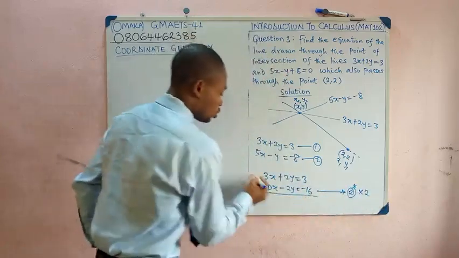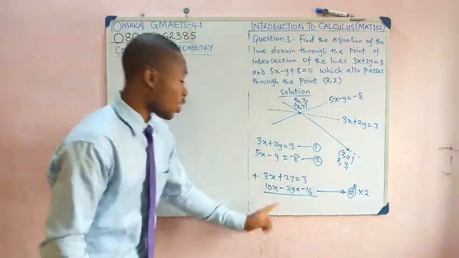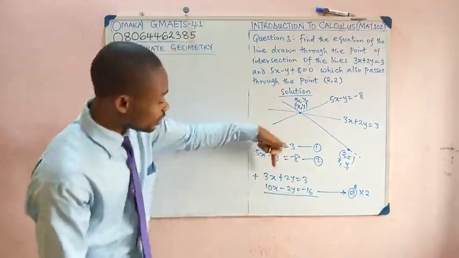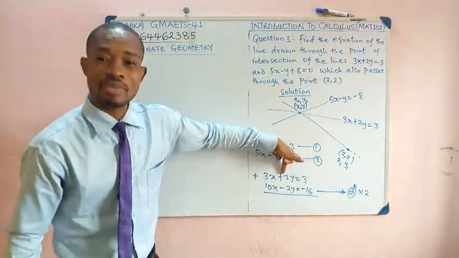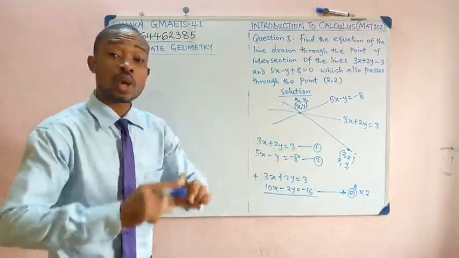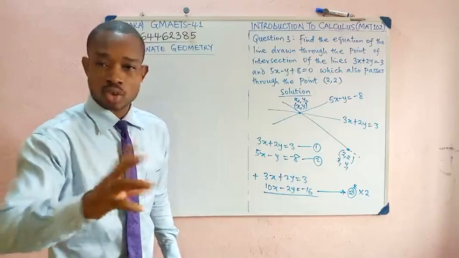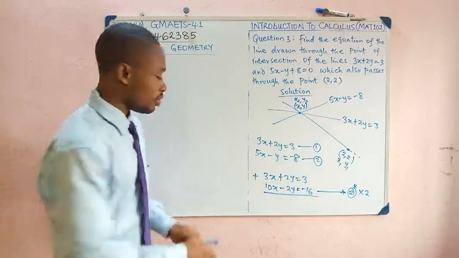So, at this point, I will do a subtraction or addition. I will add. The reason is because I want to eliminate y. When you have different signs, you add to eliminate. If you have the same signs, like positive positive or minus minus, you subtract to eliminate. You can note this down, please. Different signs, you add to eliminate. The same signs, you subtract to eliminate. So I'm going to add this.